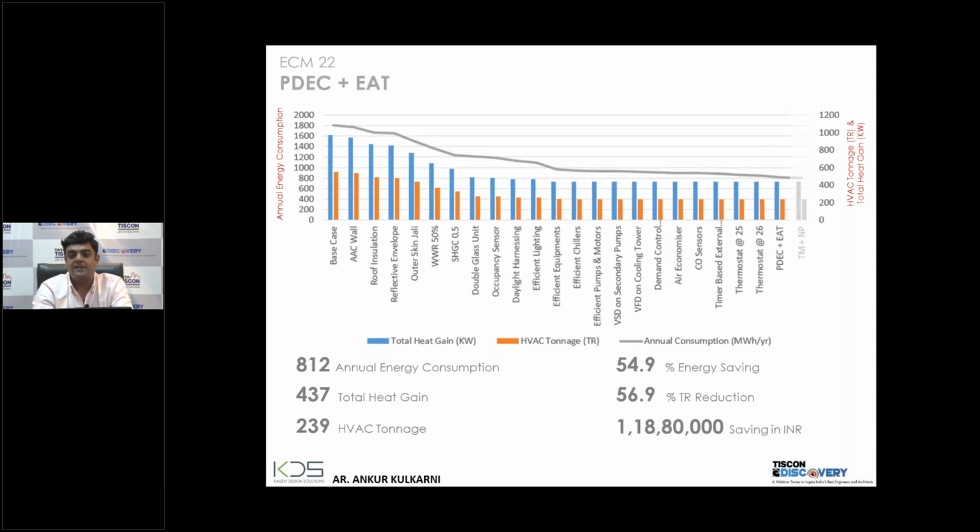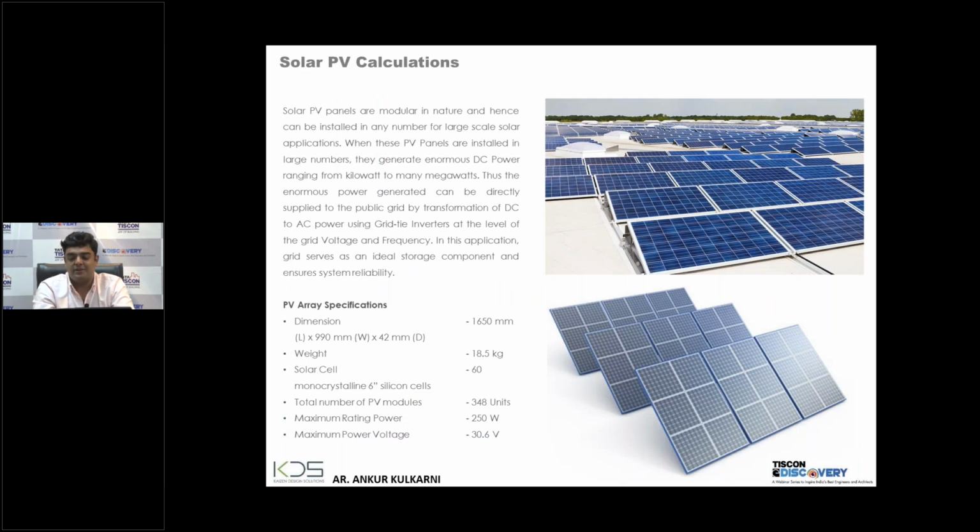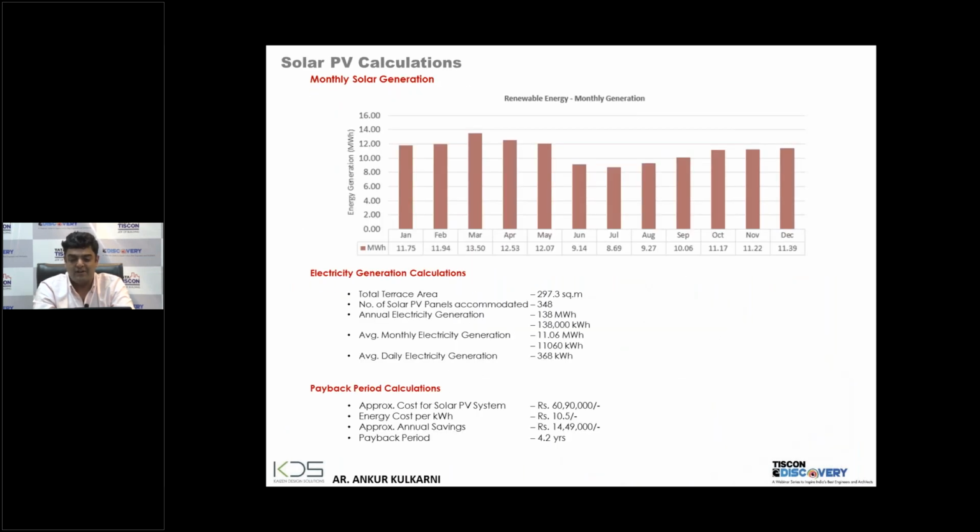And then the PDEC and EAT, earth air tunnels and passive downdraft evaporative coolers that we designed, made a difference. So, all put together, with night purging, at the end we have been able to achieve almost 1 crore 20 lakhs rupees per year, and total heat gain reduction was 55%, total HVAC tonnage reduction was 57%, and total energy savings was around 55%. And of course, solar panels on the roof, we will install those, and we had installed those too.